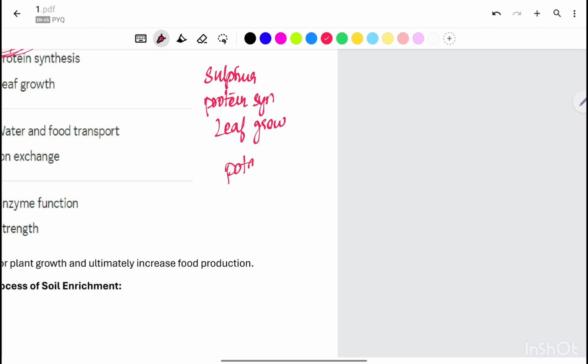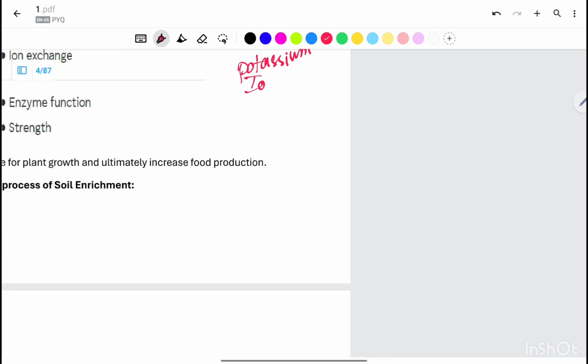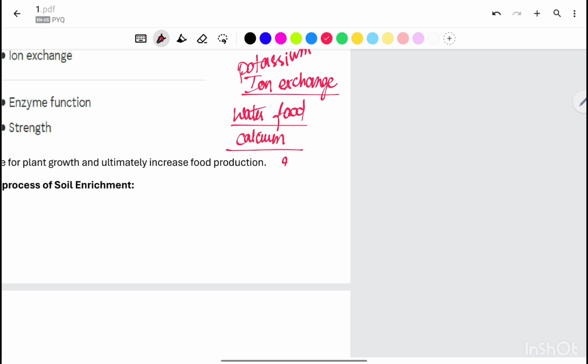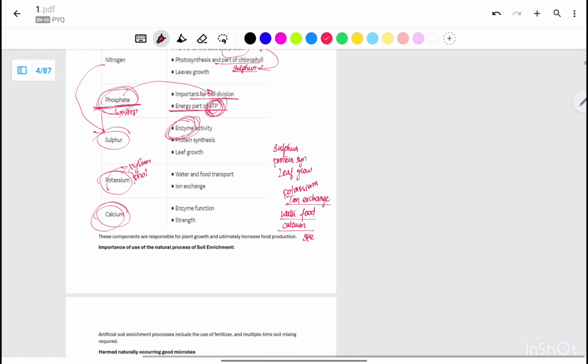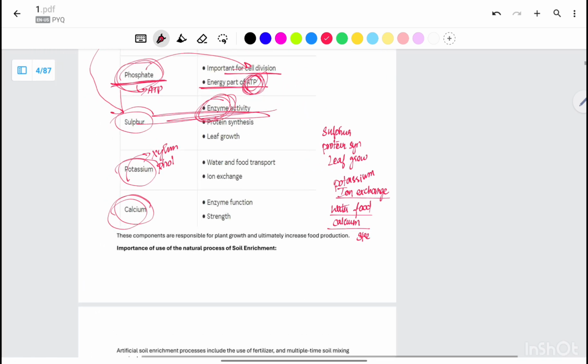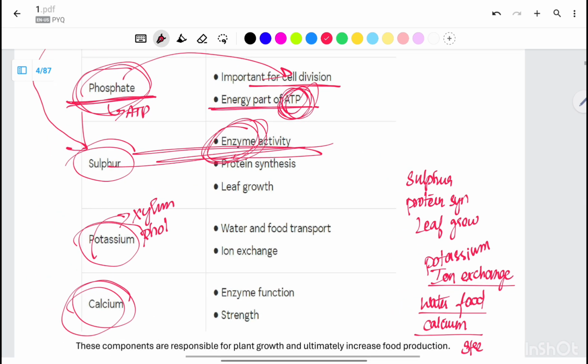Next, potassium is for the ion exchange, and water. We need the ions to be exchanged, and at the same time the water and the food transportation. Then we have calcium, which is for the enzyme function again, and we need the strength. Now we also have sulfur for the enzymes. Sulfur for the enzyme activity.